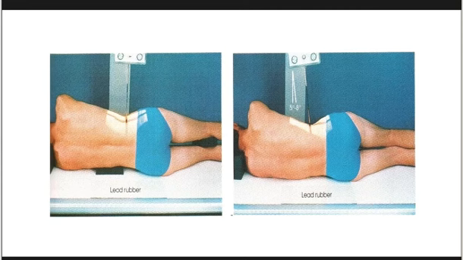Hindi tayo nagtitingin kung maglalagay ba tayo ng lead rubber under the floating ribs or the rib cage area. At hindi rin tayo naglalagay ng sponge dito sa between the knees. Bakit tayo naglalagay niyan? Para walang movement, na? Para hindi nakarotate ang katawan ng pasyente. So bakit tayo maglalagay niyan? Para parallel ang vertebral column with the tabletop.